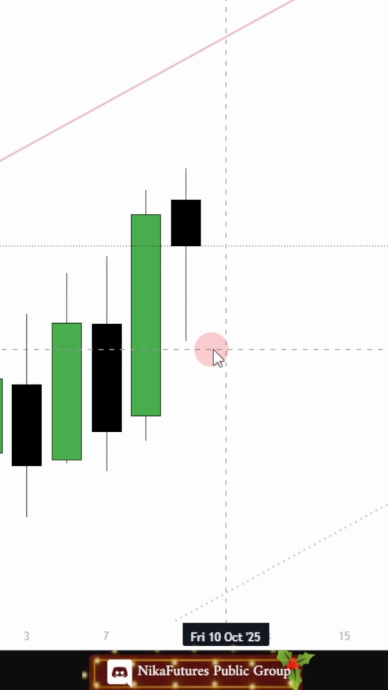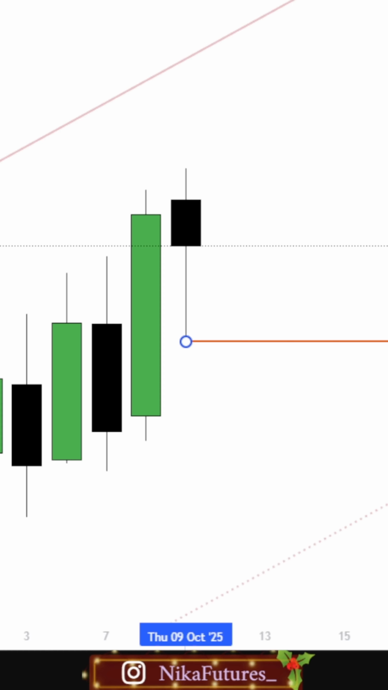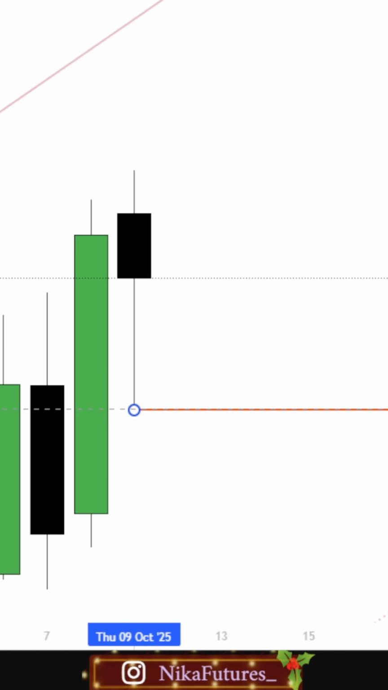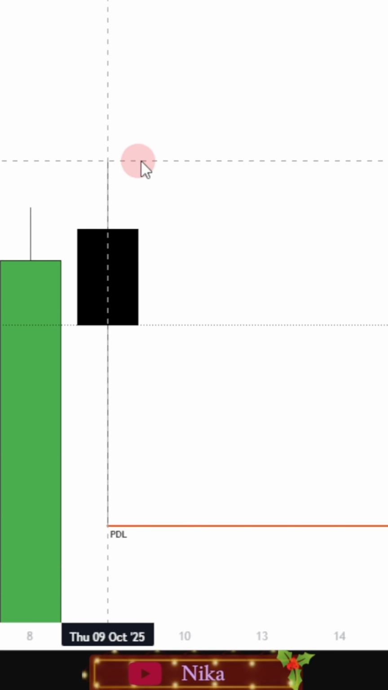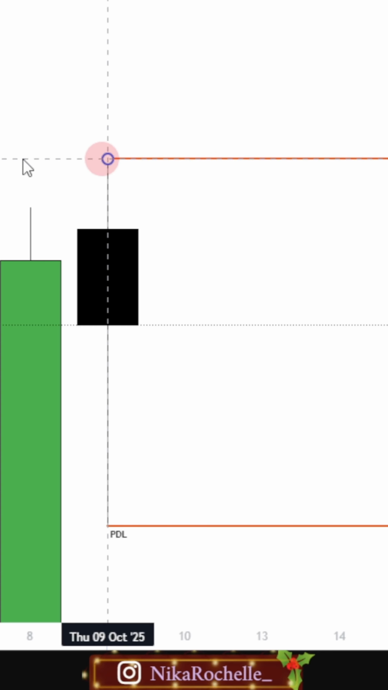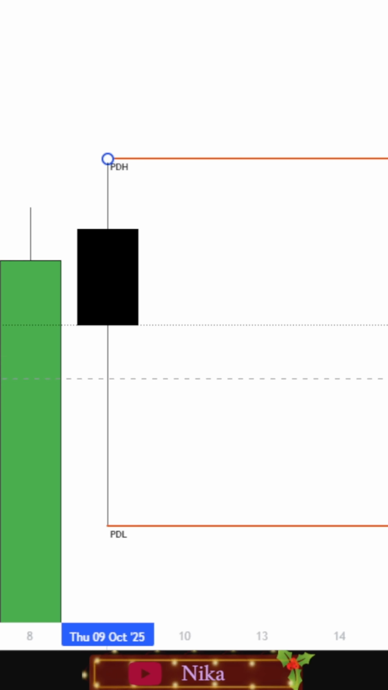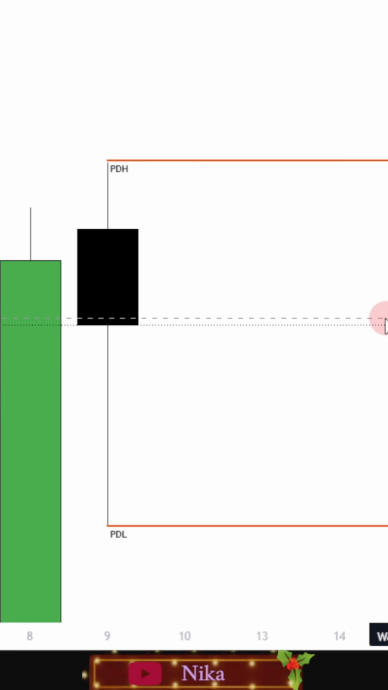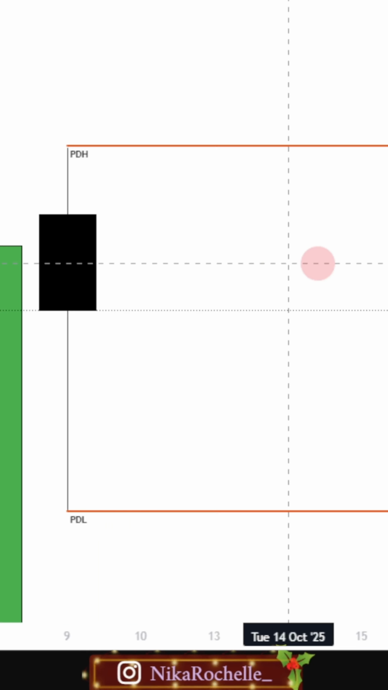So I use my horizontal ray and go to the bottom of that. Y'all notice I used the orange color. Let me zoom in a bit. Okay. I go to the top with the same horizontal ray and I mark up previous day high, PDH.